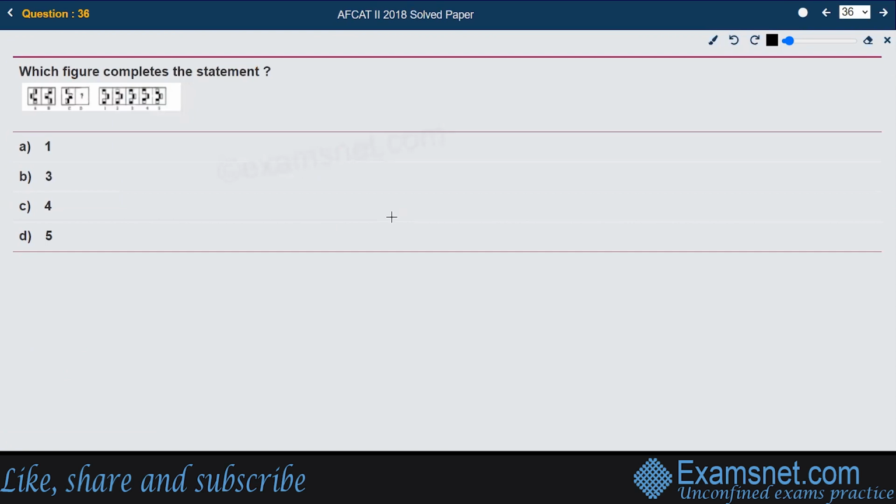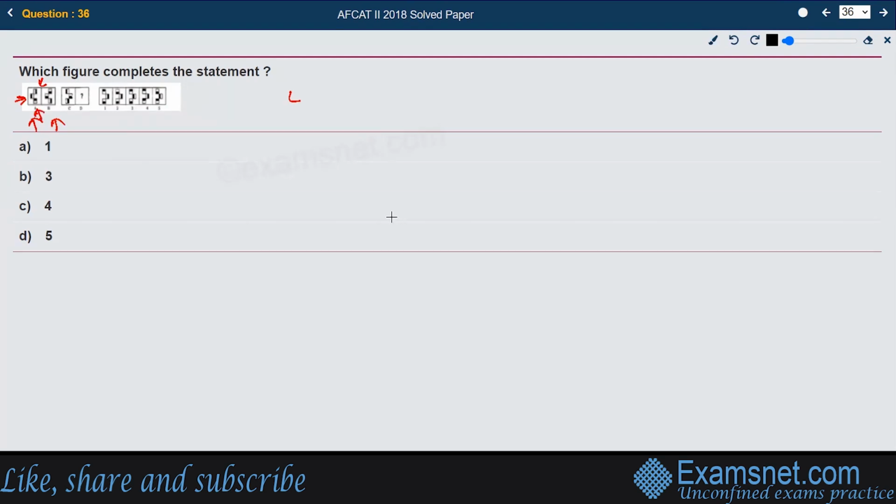36. Which figure completes the statement? So let us have a closer look at this. From A to B, what is happening? If you look at this carefully, this filled pattern is shifting. This filled pattern was on the left hand side of the box. See, the filled pattern is on the left hand side of the box, and here the filled pattern is again on the left hand side of the box, and the filled pattern is on the top side of the box.